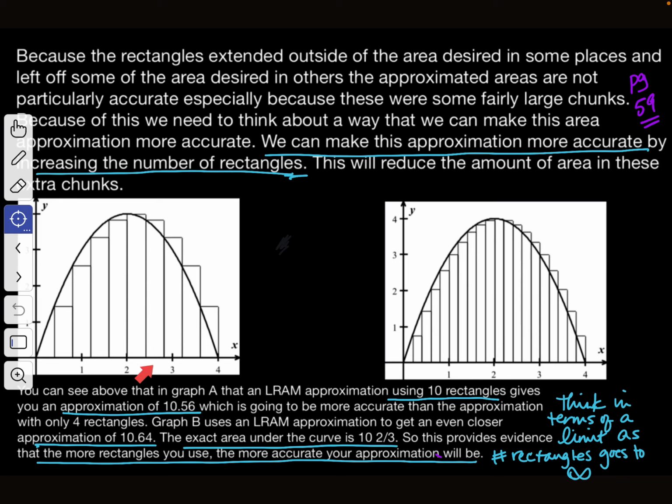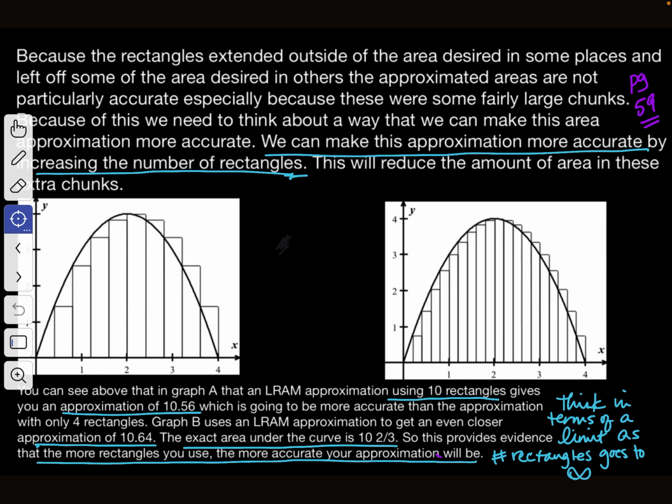So if we use 10 rectangles in this example, we get an approximate area of 10.56. If we use 20 rectangles, we get an approximate area of 10.64. The more rectangles, the more accurate. Now, the exact area under the curve is 10 2/3. So this provides evidence that the more rectangles you use, the more accurate your approximation will be.